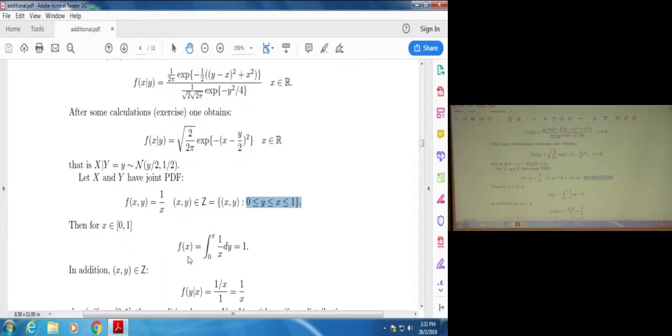This defines the support, and you can check that this integrates to 1. For example, for f_X of x, I fix x in (0,1) and integrate over y, so y goes between 0 and x. The PDF is 1 over x, and I integrate with respect to y.